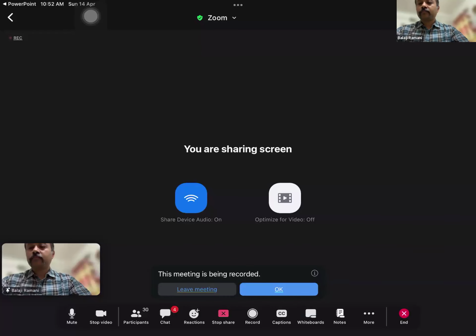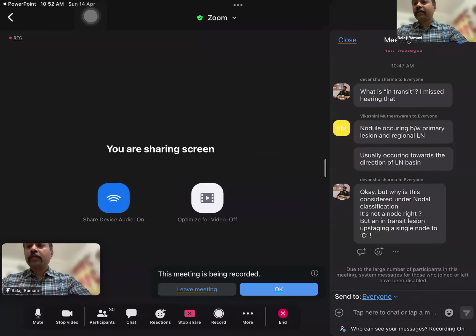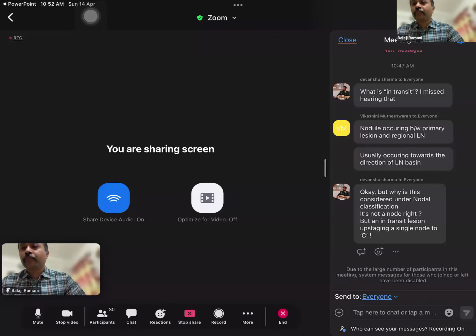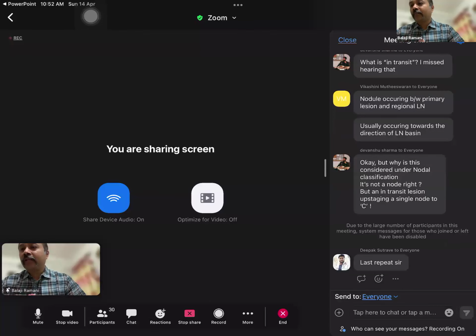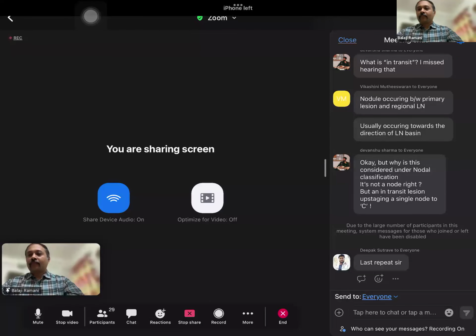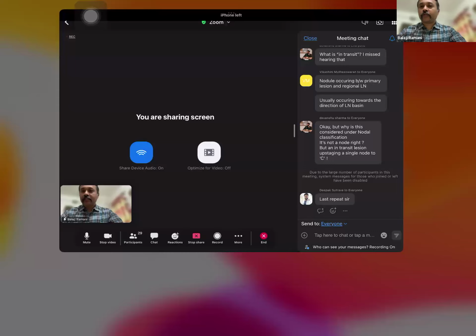Is this clear, my friends? Is this part clear? Is this classification clear now, how to group as N1A, N1B, N1C, etc.? All this is clear now for all of you. I just want you to reply in the chat box and tell me. I'll just tell it again for your benefit.